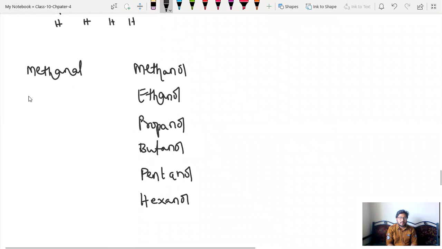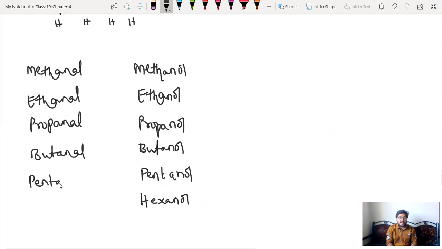Methanol, ethanol, propanol, butanol, pentanol, hexanol, etc. Right? Methanol is different from methanol.